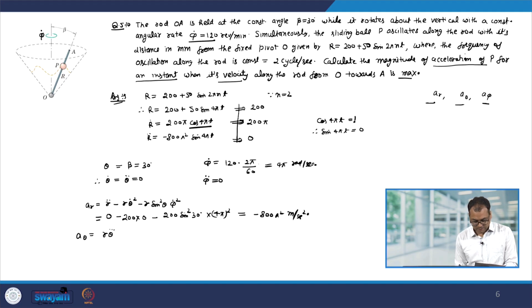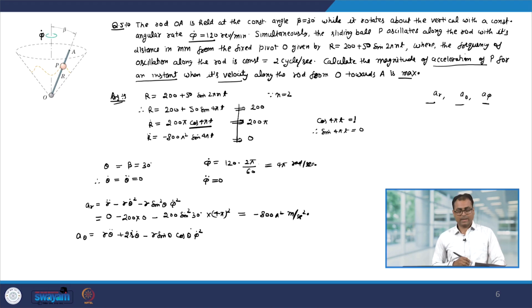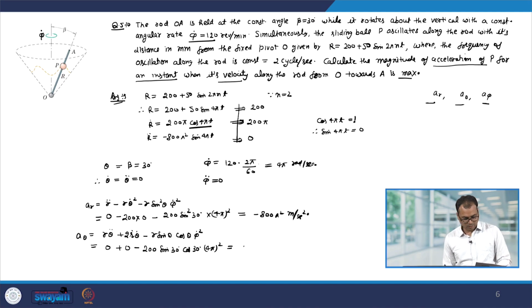Now, let us look at A theta. A theta is r theta double dot plus 2 r dot theta dot minus r sin theta cos theta phi dot square. Again r is 200, but theta double dot is 0 and theta dot is also 0, minus r which is 200 sin 30 degree cos 30 degree into phi dot square. Phi dot is 4 pi square, and this you can find out, it is equal to minus 800 square root 3 pi square, again meter per second square.